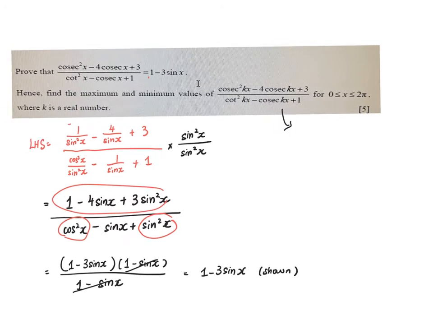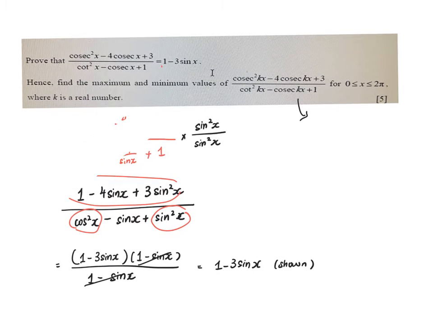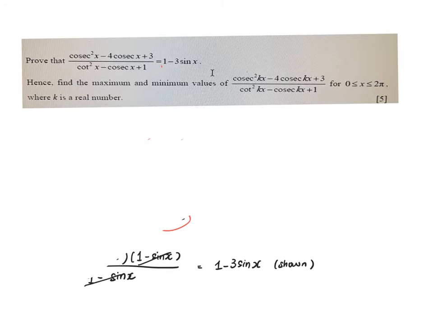Actually there's no difference whether it's kx or x. This does not affect the overall value of the function, which is between a certain range. So kx does not affect whether I put x or kx. So this itself will be equal to 1 minus 3 sine kx. Now I also know that sine kx in itself must be between 1 and negative 1. So this gives us a certain range of answers.